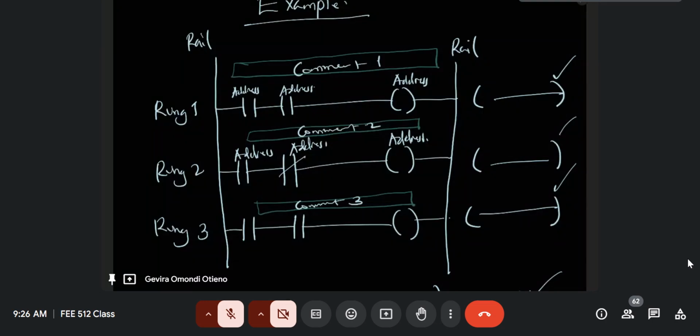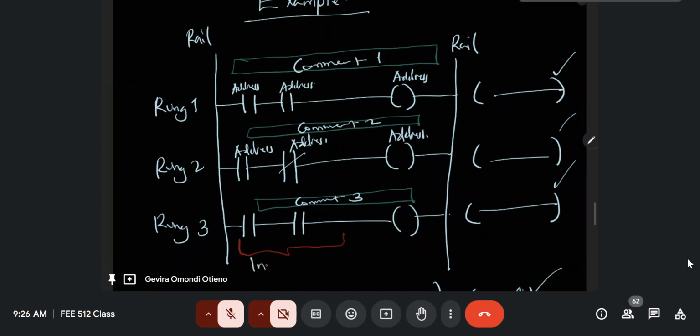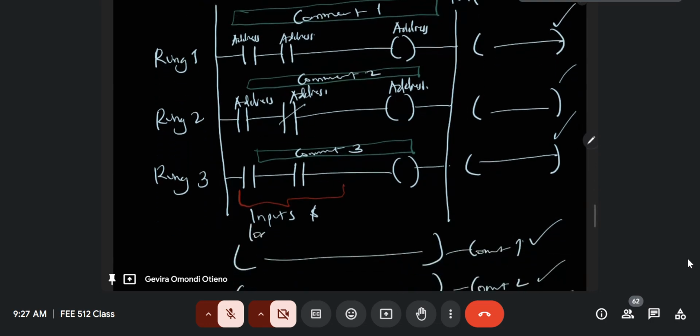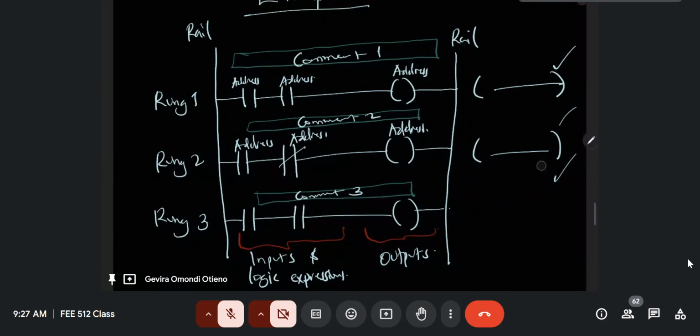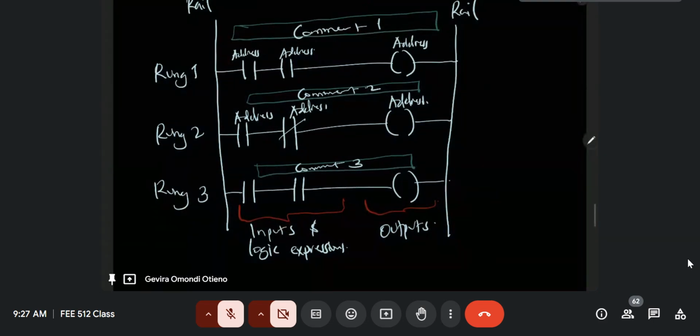Now, there is one thing I have not mentioned, which is this part of the ladder diagram. The first half of the ladder diagram is known as the inputs and logic expressions. In all ladder diagrams, the left side is for inputs and logic expressions. The right side of the ladder diagram is restricted for outputs only. You cannot put outputs on the left side of the ladder diagram, just like you cannot put inputs on the right side. So all outputs must appear on the right and all inputs must appear on the left.